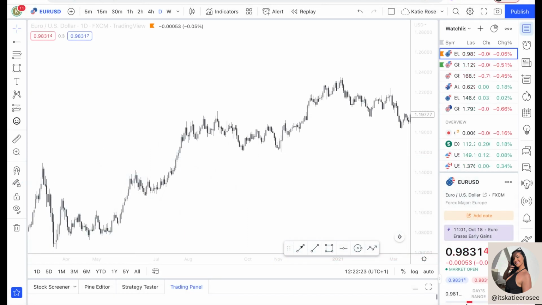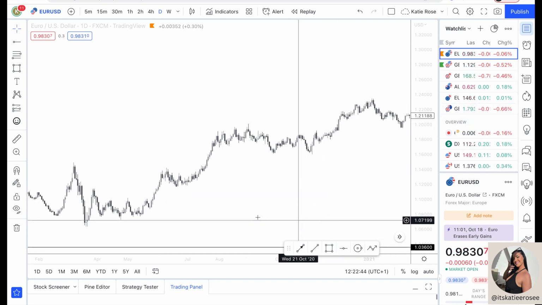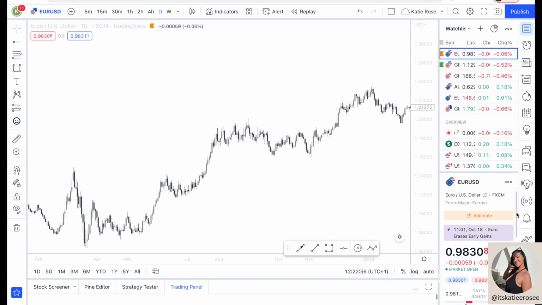So this is Euro USD. We are going to establish which way the market is trending. Are we downtrending or are we uptrending? If you said uptrending, you're correct. We are in an uptrend at this current time in the market. So you can see we're uptrending in this market at this current moment in time that we're looking at.